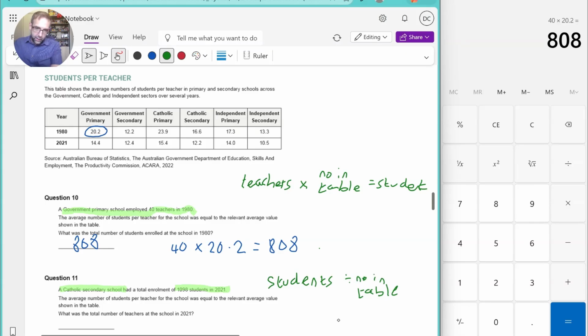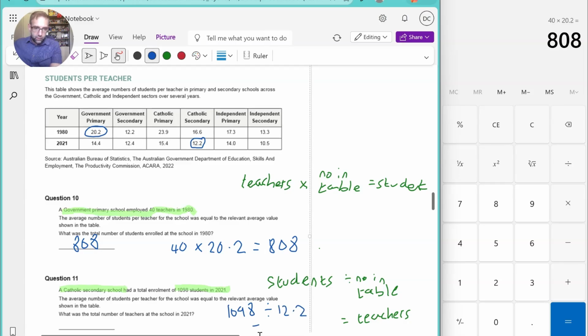So when it comes to algebra in LANTITE, they're not using variables and stuff like that, but you do need to know how to reverse an order of events to help you find missing numbers. So in this question, we're told there's 1,098 students. And then let's make sure we're using the correct number. It's a Catholic secondary school in 2021. So here we go, 12.2. However many teachers there were, there was 12.2 students per teacher on average. But for this question, we've got 1,098 students, and we're trying to find how many teachers. So we're going to divide by 12.2, and that will give us the answer.